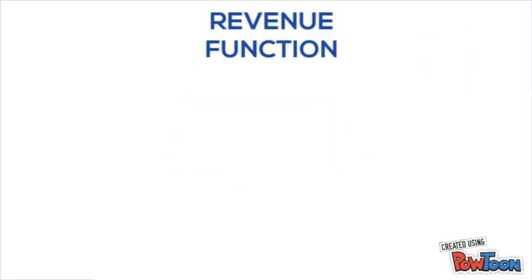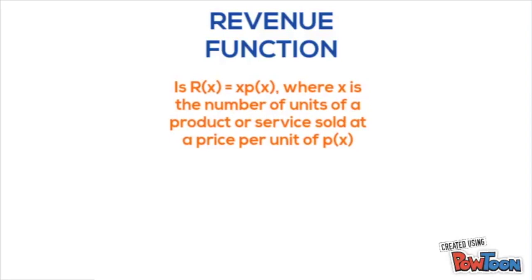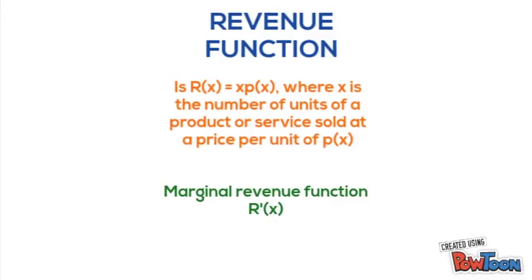Revenue function. The revenue function can be expressed by x·p(x), where x is the number of units of a product or service sold at a price per unit of p(x). The derivative of the revenue function will give you the marginal revenue function.